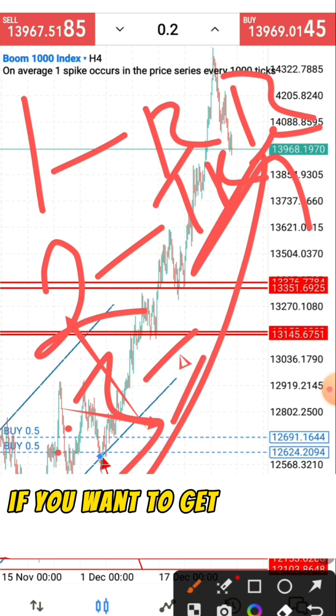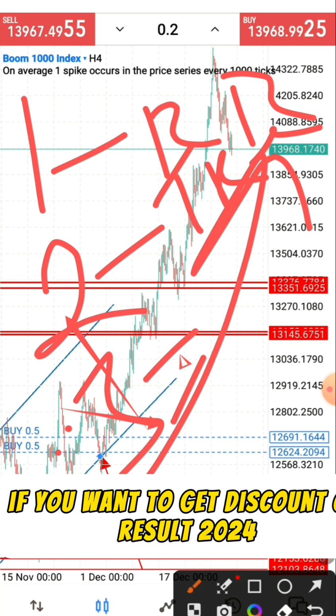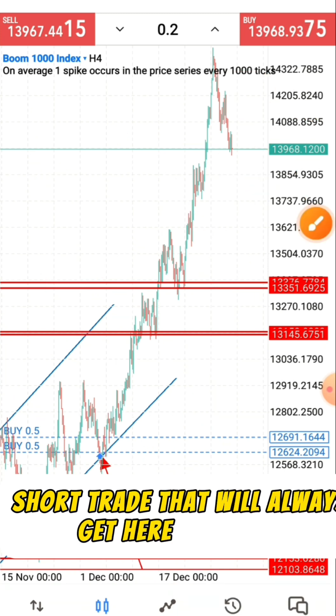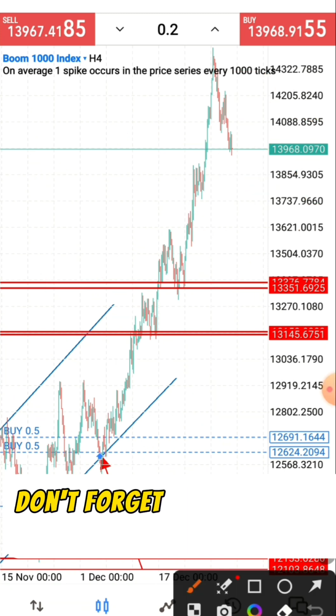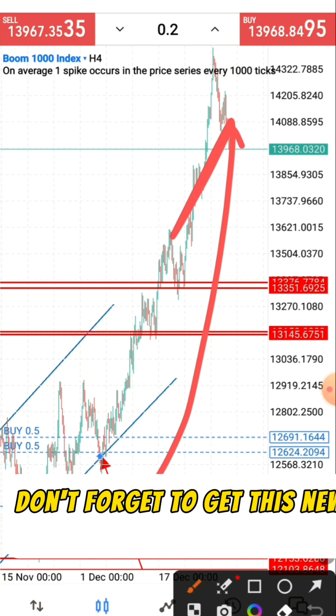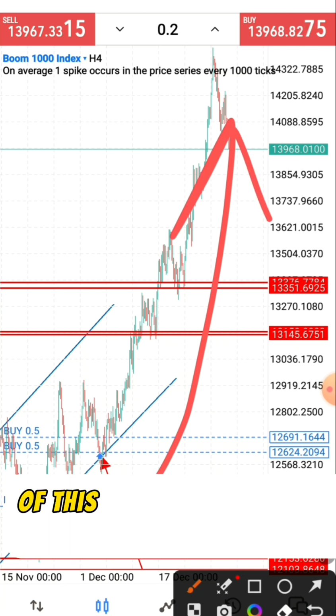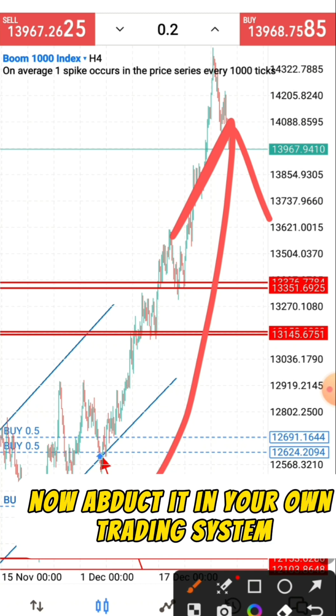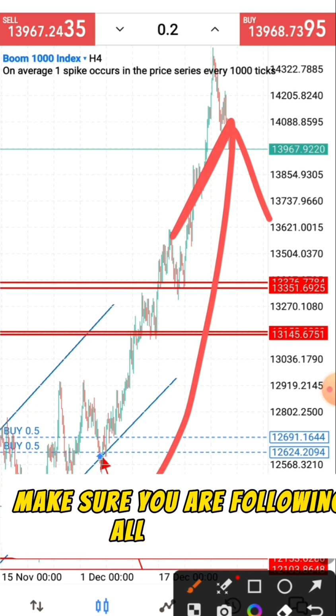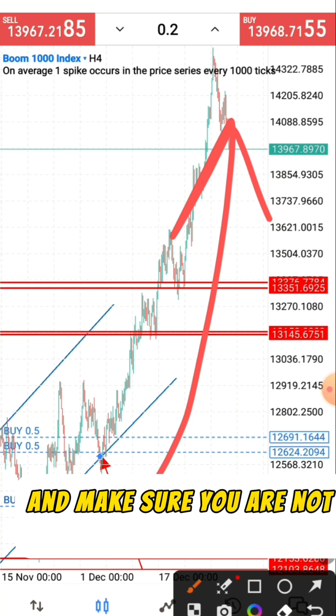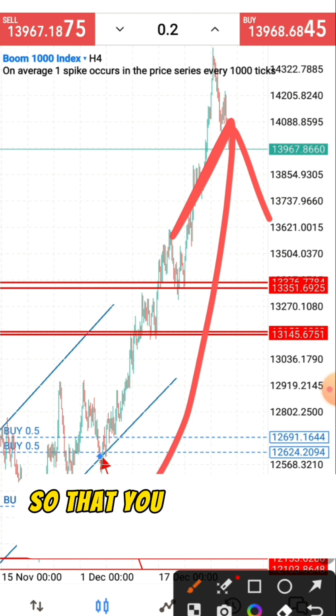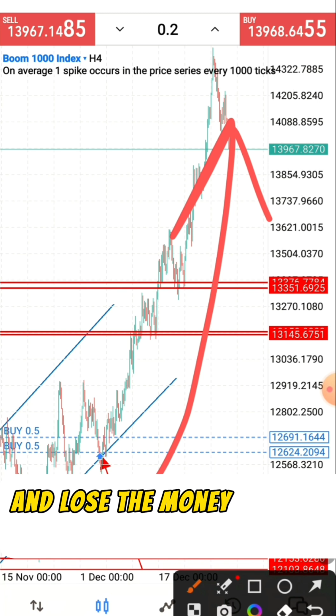If you want to get this kind of result in 2024, if you want to get this kind of risk to reward ratio trade that we always get here this 2024, don't forget to get this new updated version of this trading setup that I just explained. Adopt it in your own trading system. Make sure you are following all the rules, and make sure you are not making money anyhow, so that you can avoid overtrading and losing the money along the way.